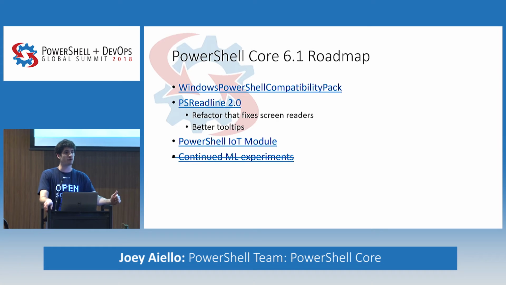Here I've got the continued ML experiments struck out. This is not struck out forever. This is struck out in 6.1 due to some of the coverage work that we wanted to take on. We still have an RFC out there for having sort of ML-based suggestions in IntelliSense, but we're not doing any investment there until after 6.1 is released. It's just sort of experimentation. So, we're learning as much as you guys are in this space.